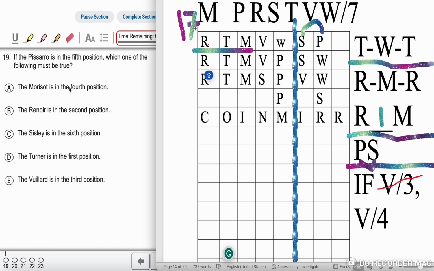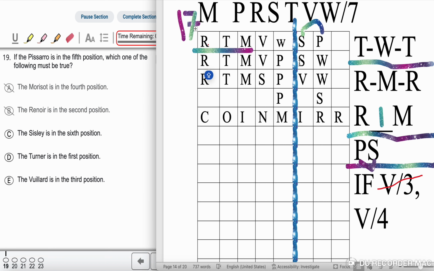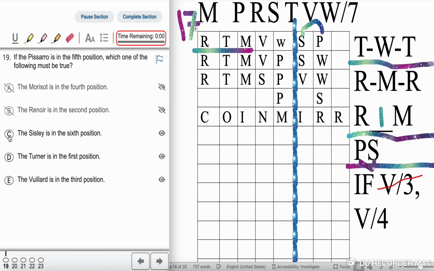Which of the following could be true? M is in the 4th position. We see it's not, so remove it. R is in the 2nd. Not. S is in the 6th. I do see it right here in the 6th. So go ahead and choose that for right now.